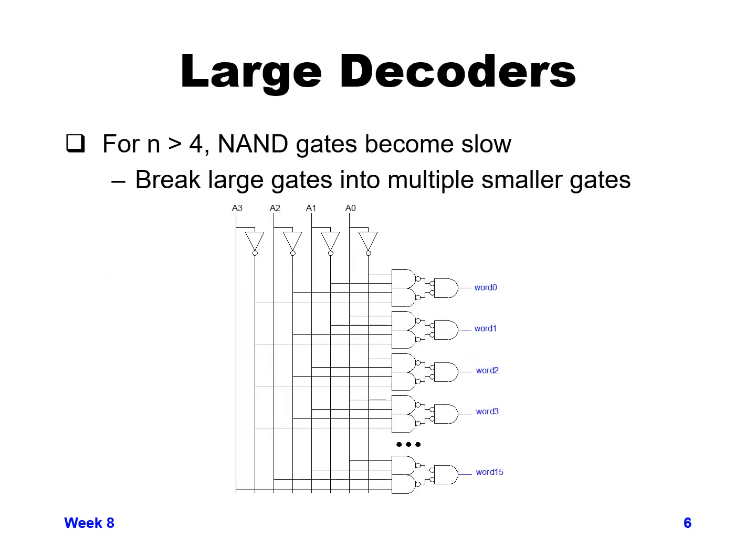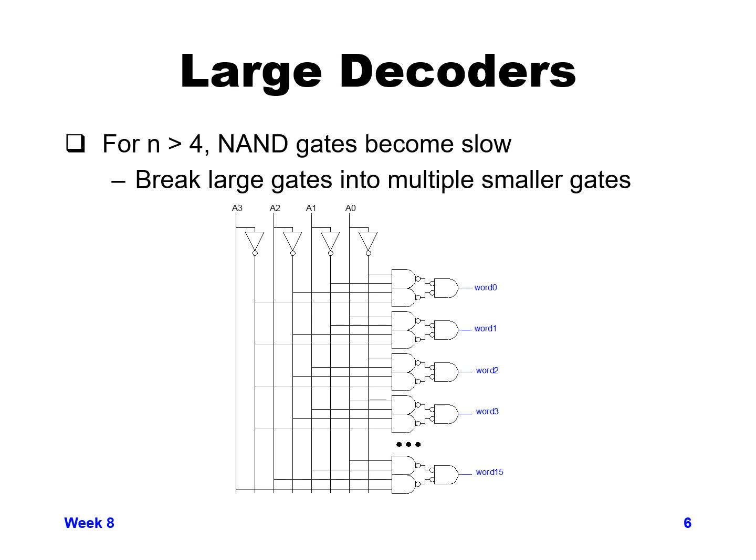Now in the previous slide where we were doing a decoder where n was 2, each word line was driven by a 2-input NAND gate. If we have, let's say, n equal to 4, and we're decoding A0, A1, A2, A3, so we have a 4-bit input to our decoder, then each word line would need a 4-input NAND gate.